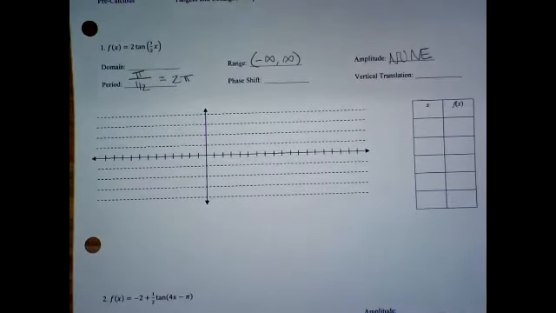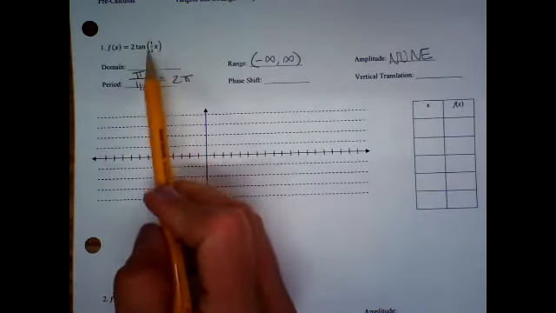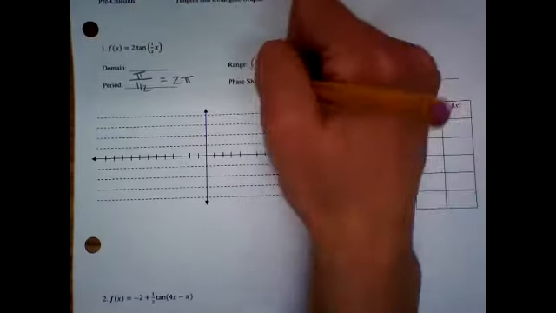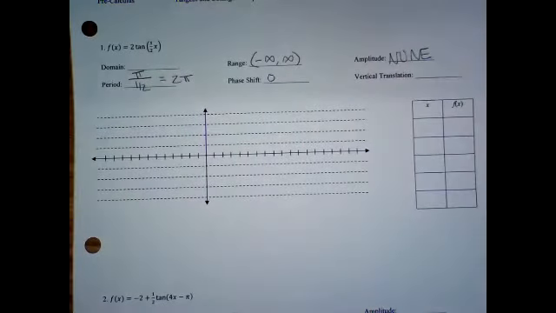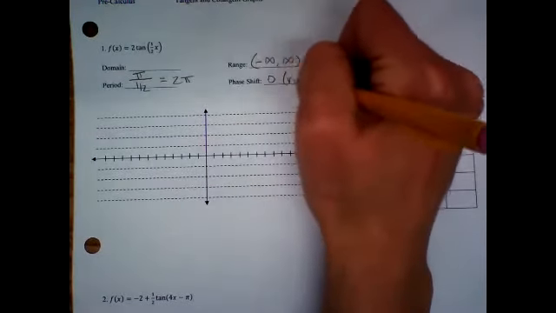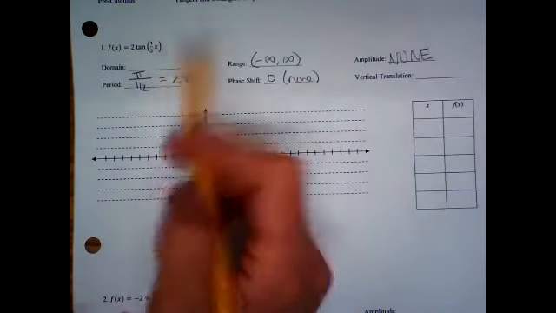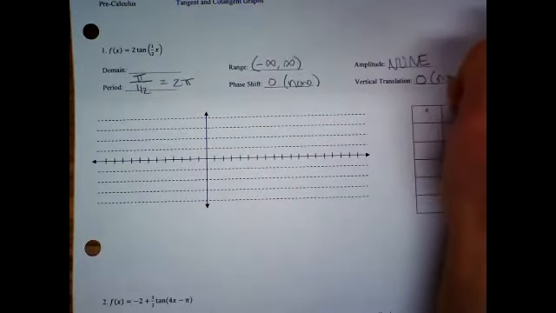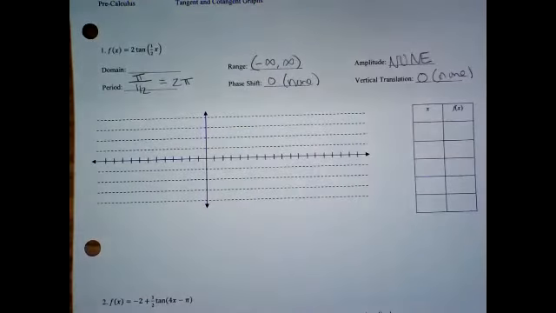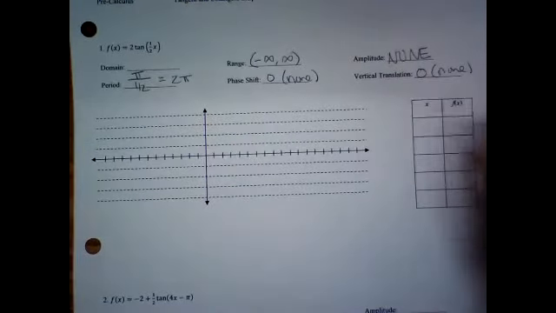All right, phase shift. Do you see anything added or subtracted in here? No, so that's great. It's nothing. You can say 0 or you could say none. And then vertical translation is also 0 or none. Look, 3 out of the 6 answers were none. Great. Let's get the f of x values first.